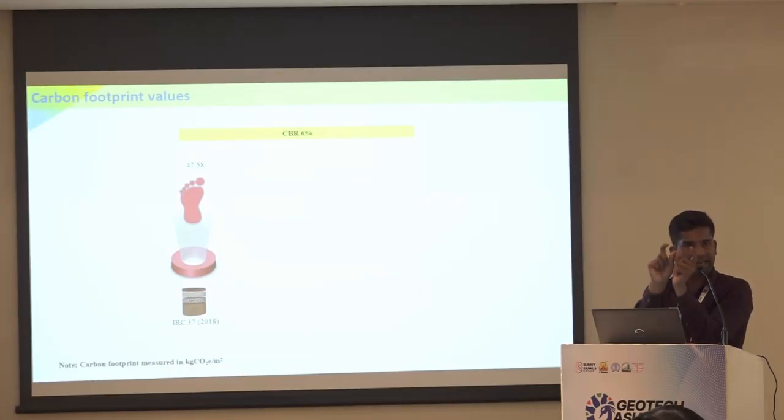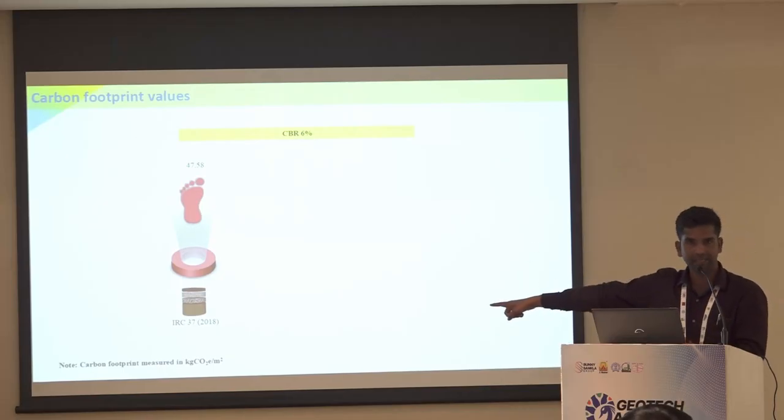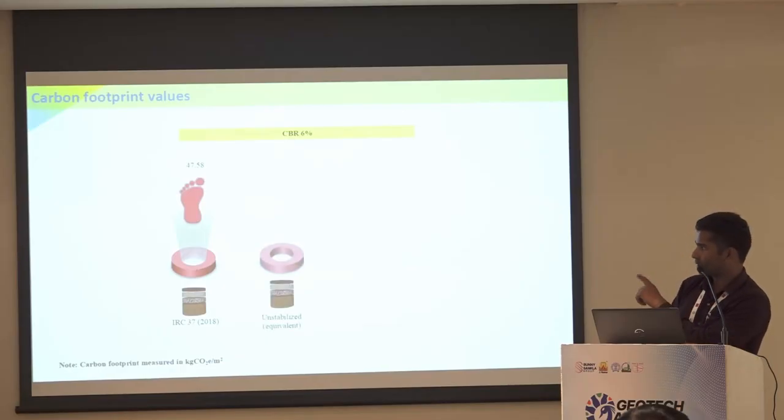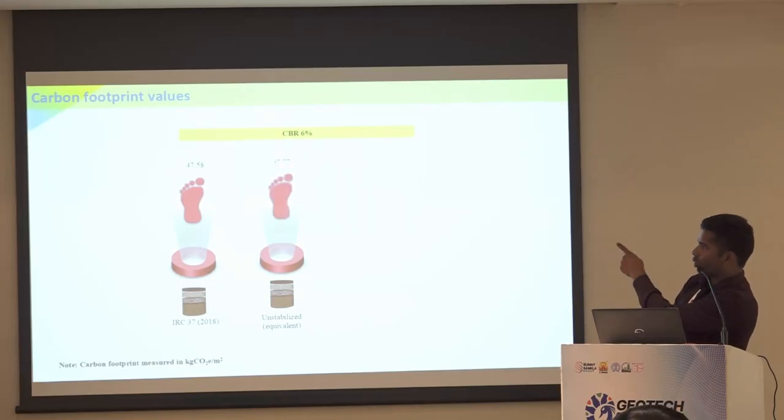So what we have done is activity multiplied by a carbon emission factor gives you the carbon calculations. We have computed in terms of kg CO2 equivalent per square meter, because that's how the road network goes here. For example, IRC conventional pavements are generally on the safer, very conservative side, so we found 47 to 37 for the equivalent unstabilized section.